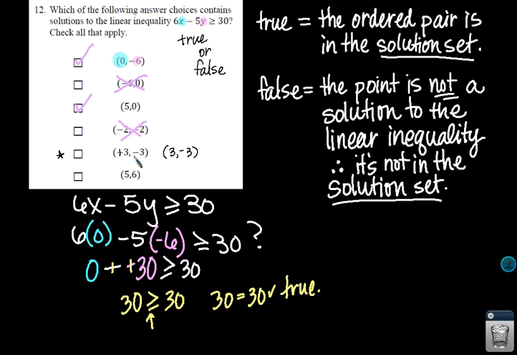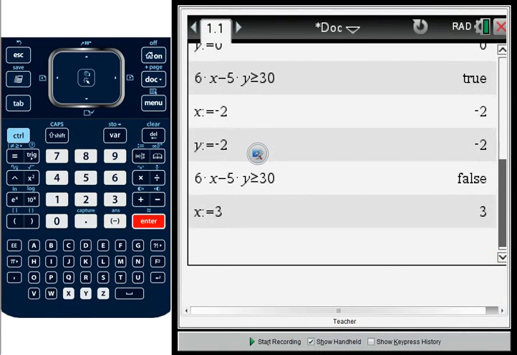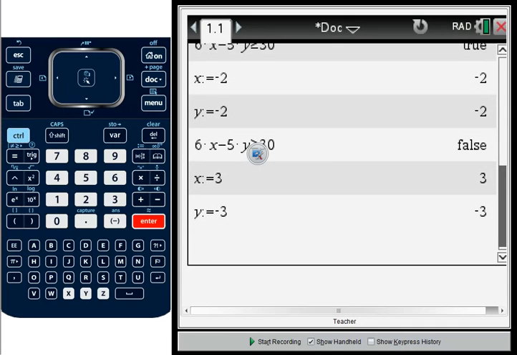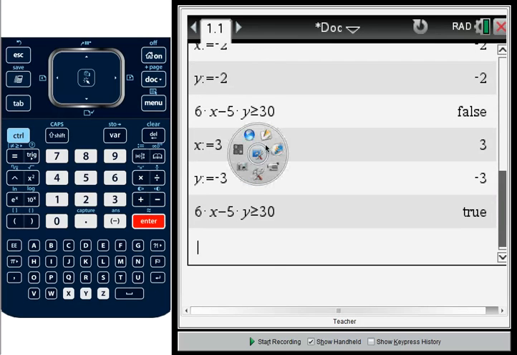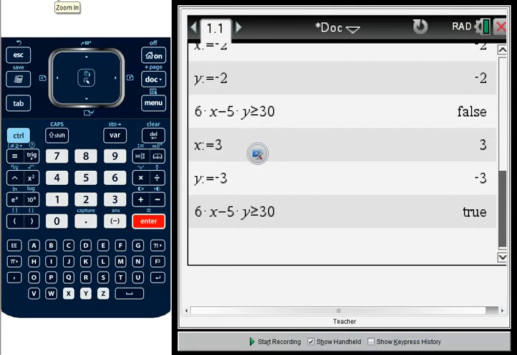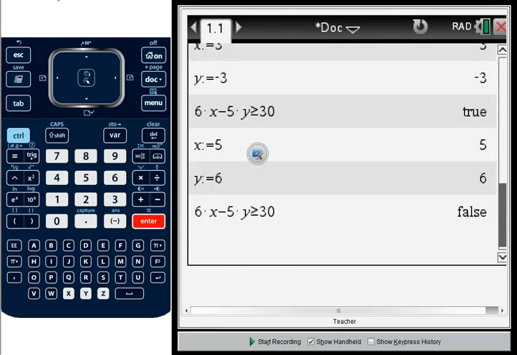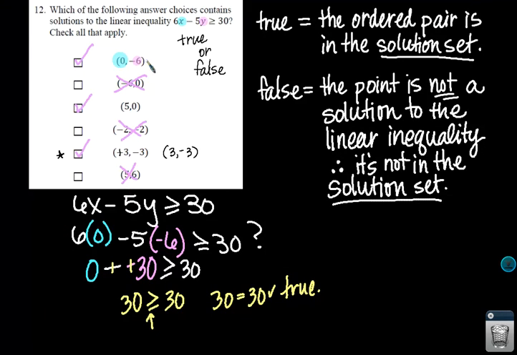Okay, the next one I'm going to try is +3, -3. Remember, that was a typo, so make sure that we put the correct ones in. x equals +3, y equals -3. I'm going to paste in my inequality, and it is true. So this one is a solution, and we have one more to test, 5, 6. So x colon equals 5, y colon equals 6, paste my inequality, false. So these three were my solutions to that linear inequality.